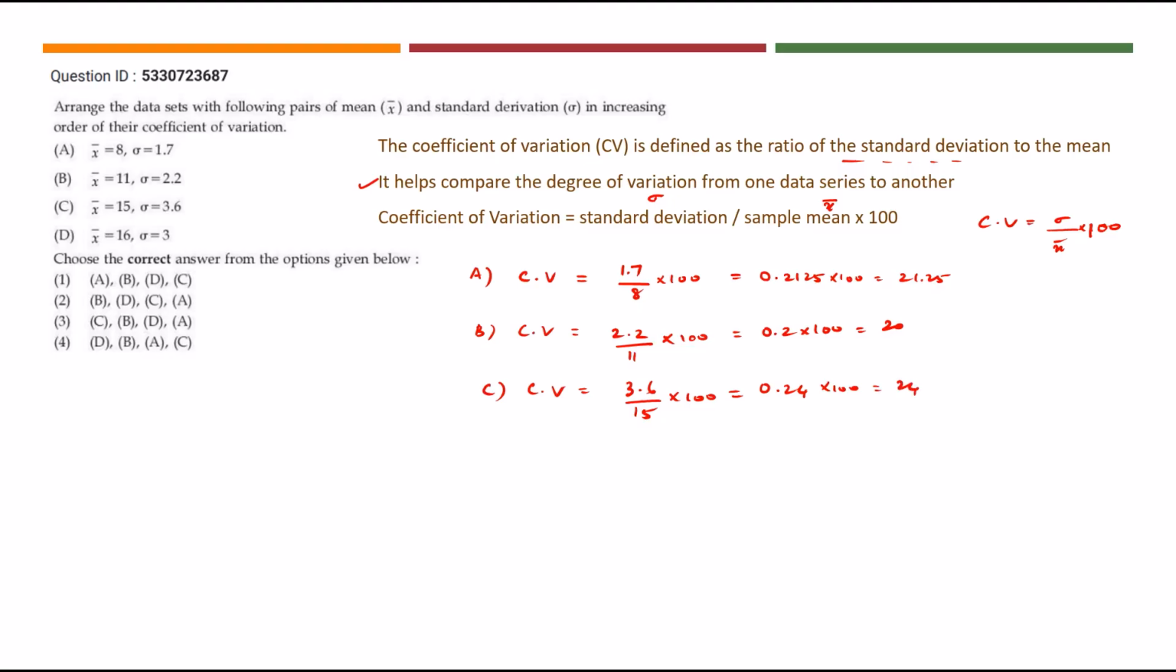Actually, you need not go with this 100 and all. If you stop here, it is more than enough to compare the answers, because they are just asking us to arrange the following pairs in the increasing order of their coefficient of variation. What about D? We have 3 divided by 16. This will give a value of 0.1875. If you multiply by 100, you will get 18.75. So now just arrange it in ascending order. First we have D, increasing order is ascending order. Then we have 20, it is B. Then we have A, then we have C. D, B, A, C. Option number 4 will be the right answer.